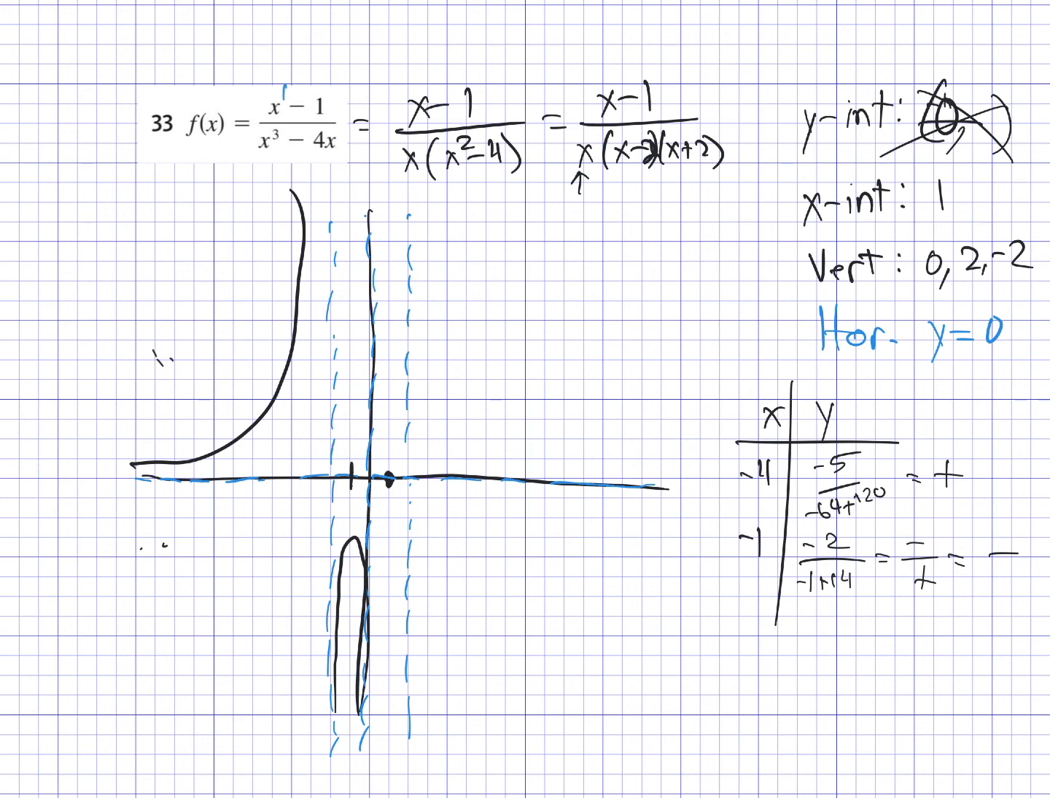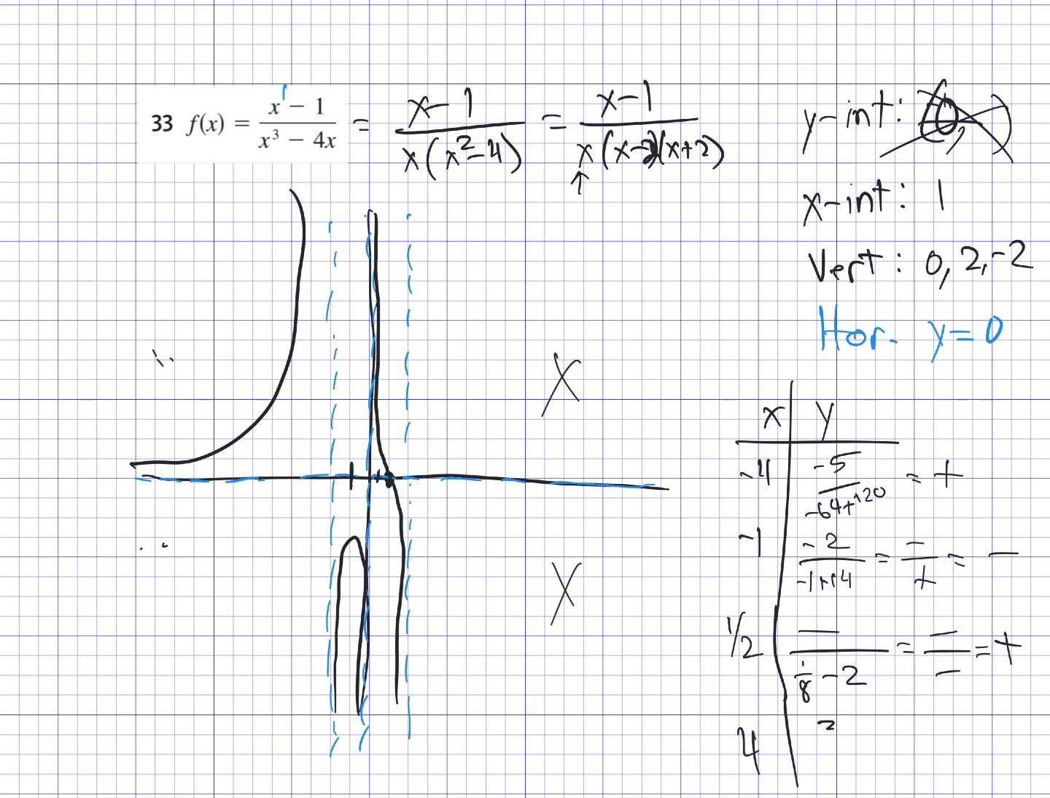There's nothing there. Now the question is what happens between 0 and 2? So let's plug in 1/2. It's kind of hard, but you're going to have to do it. 1/2 minus 1 is negative. 1/2 cubed is 1/8. 4 times 1/2 is 2. So we have a negative over a negative, which is positive. So it's coming down like this, going to go through the horizontal asymptote and then like that. And then now we need to see where we are over here. I'll plug in 4. 4 minus 1 is 3. That's positive. 64 minus 16, that's positive. Positive over positive is positive. So that's what this is going to look like.